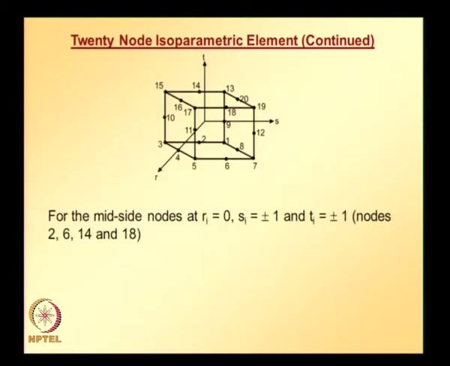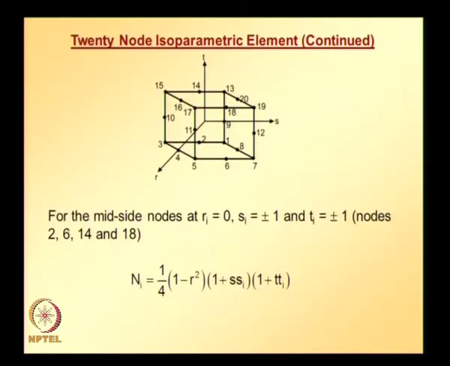And for mid side nodes whose R coordinate is 0, S coordinate, T coordinate are plus or minus 1, that is nodes 2, 6, 14, 18, it is given by this. Please note that these expressions are valid only for the node numbering that is shown in the figure here, and if you adopt a different node numbering then these expressions are going to be different.